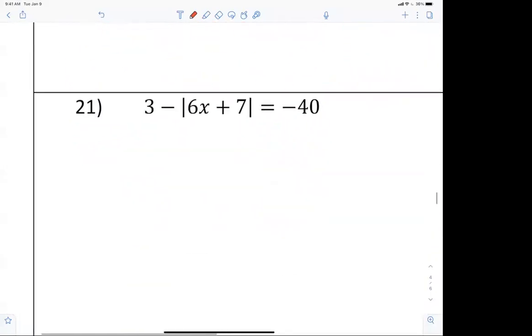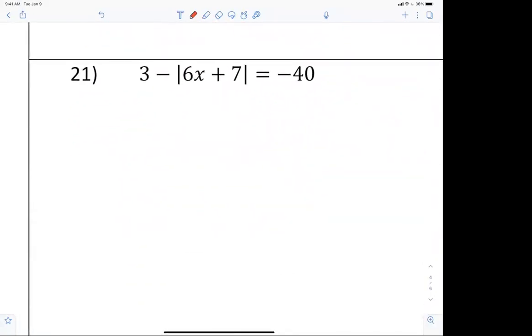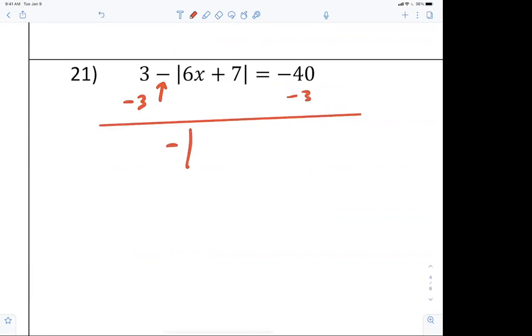All right, keep going. All right, here we go. This is the one that we were talking about. Some people look at this and say it's automatically no solution, and that's not true because of this guy right there. First thing we have to do is subtract 3. So I have negative absolute value 6x plus 7 equals negative 43. Now the negative in front means, what do I do to this? Yes, it becomes 43. So now I have absolute value of 6x plus 7 equals 43.